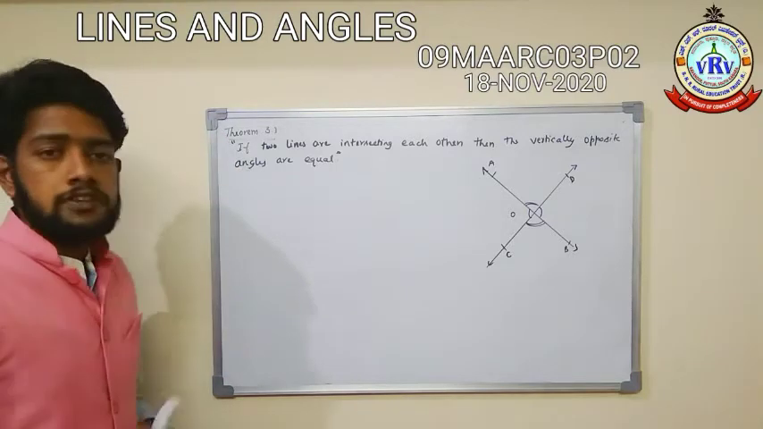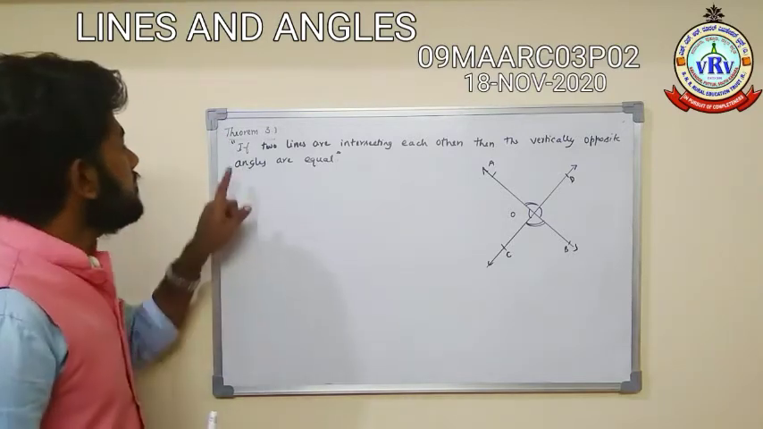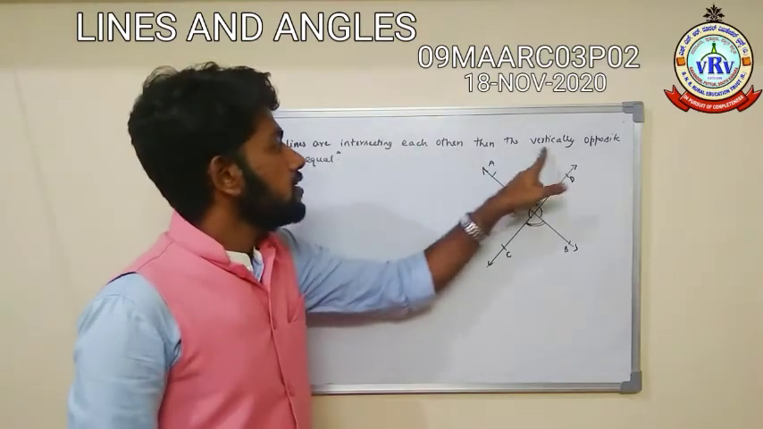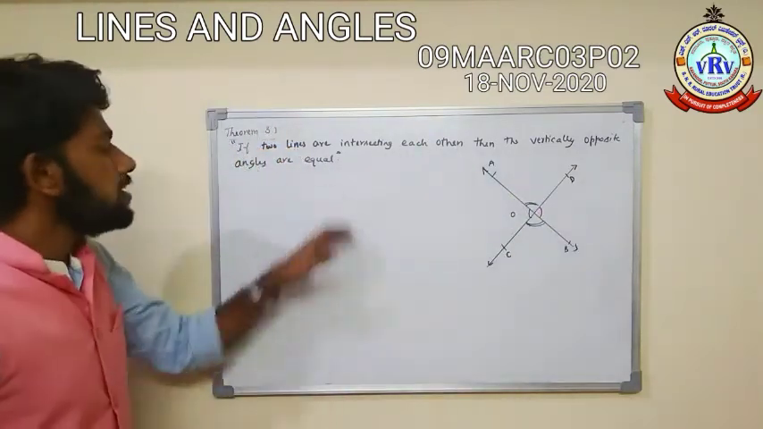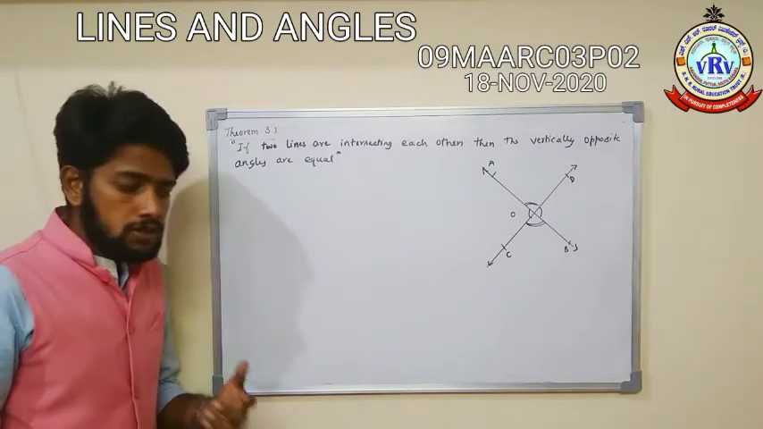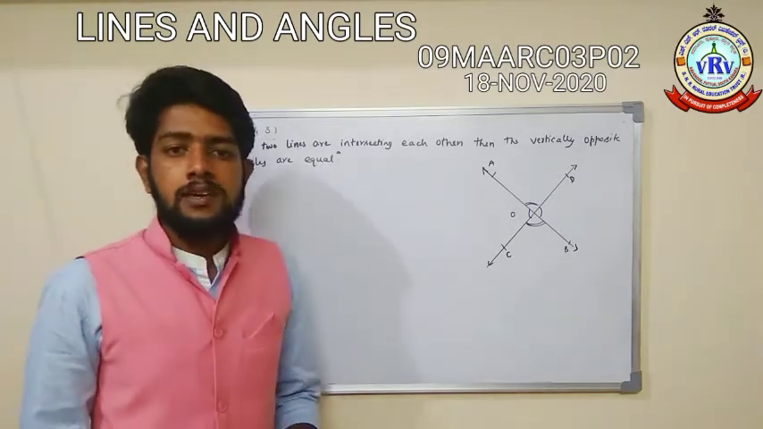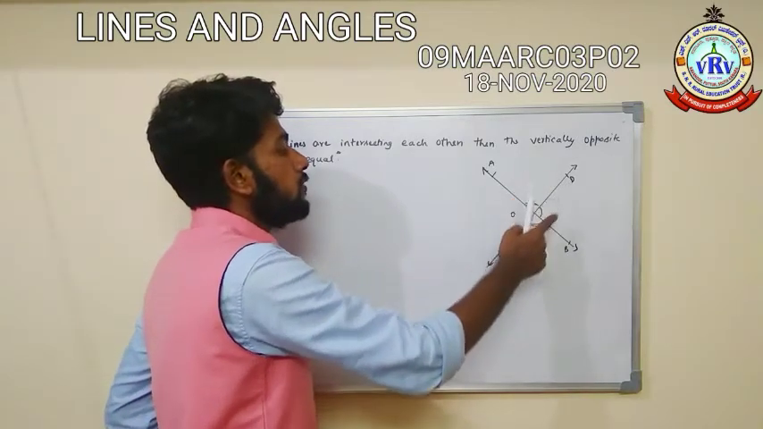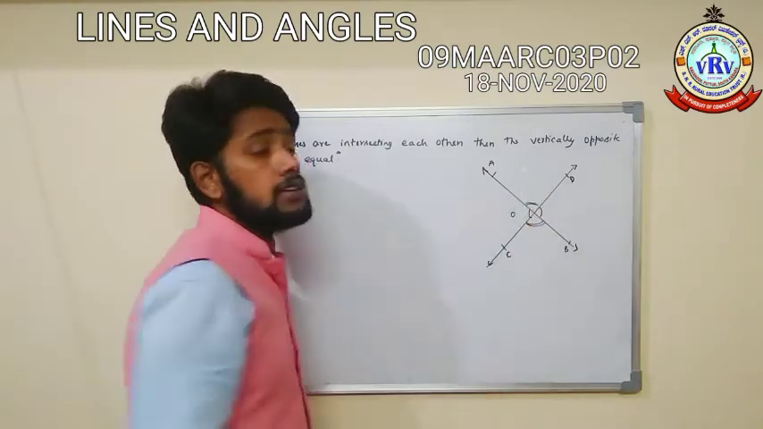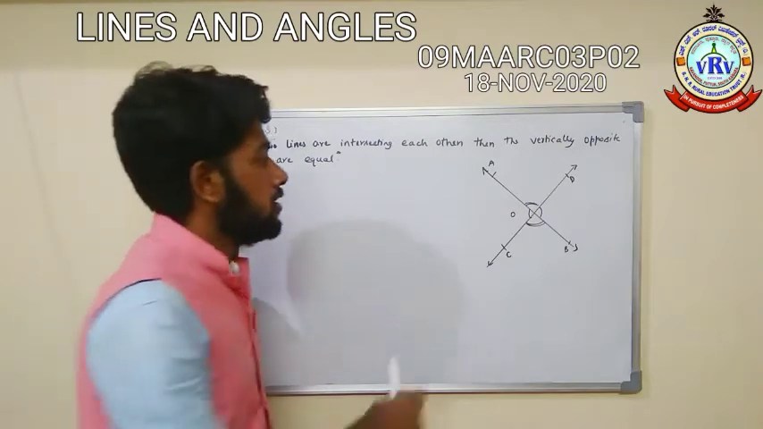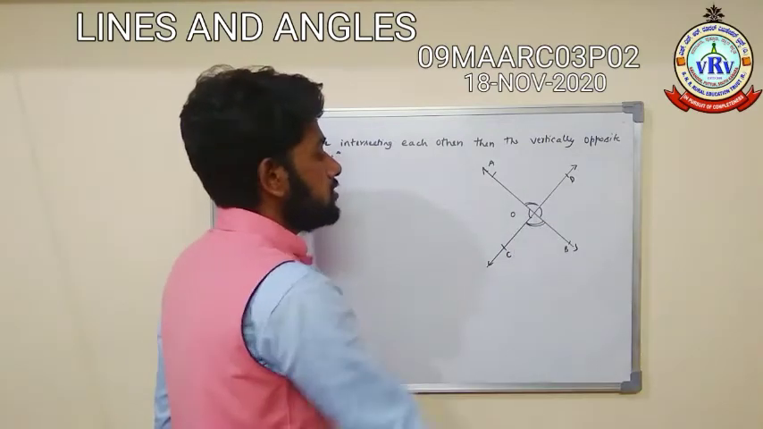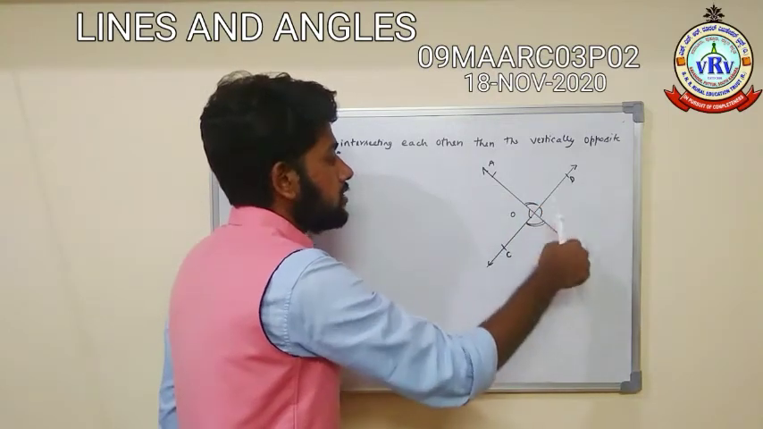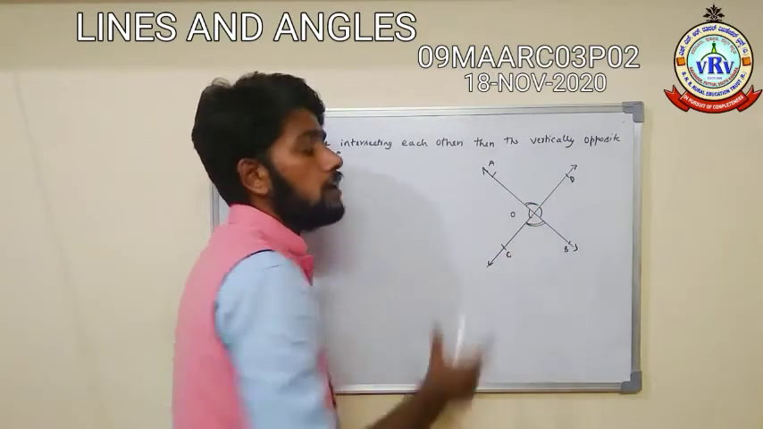Theorem 3.1, the first theorem of this chapter, says that if two lines are intersecting each other, then the vertically opposite angles are equal. We know vertically opposite angles means if two lines are intersecting, the opposite angles for each other are the vertically opposite angles. Here AOD and COB are vertically opposite. AOC and BOD are vertically opposite.